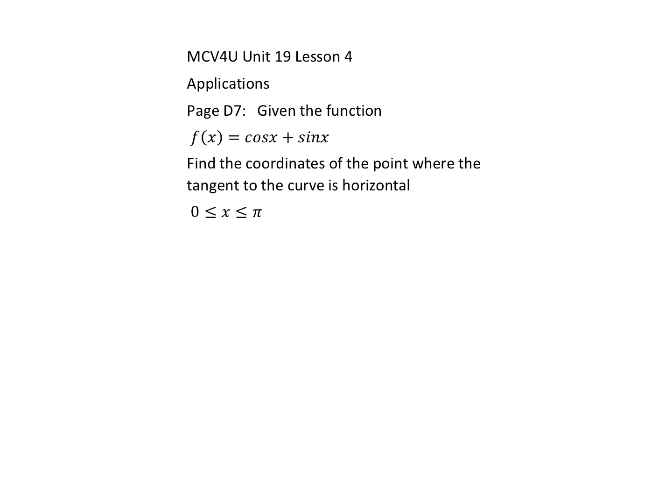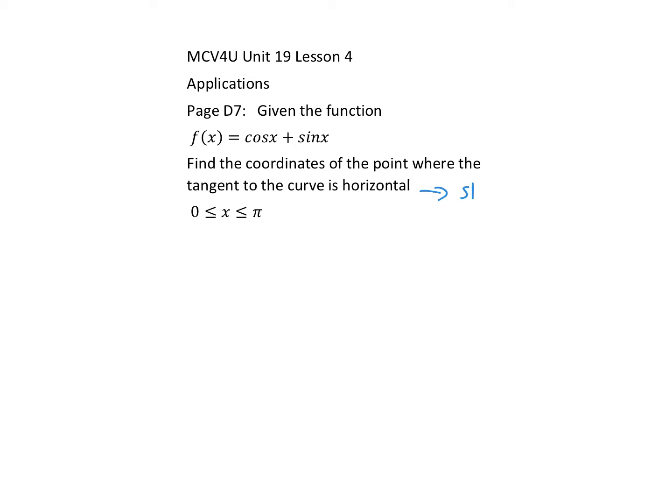In this lesson, we are going to go through some of the applications in the guide. So these are all from box D. Okay, so let's look at one where we want to find the coordinates of the point where the tangent to the curve is horizontal. The tangent to the curve is the derivative of this function, and where it is horizontal is where the slope of the tangent is going to equal 0.